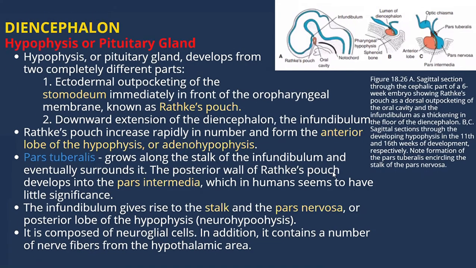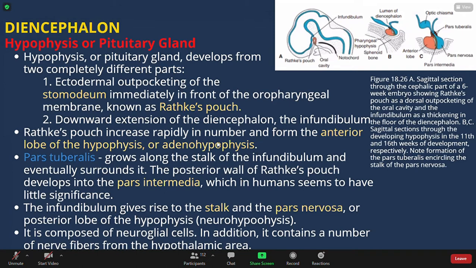So the diencephalon has the hypophysis or pituitary gland, and the hypophysis or pituitary gland develops from two completely different parts: the ectodermal outpocketing or the Rathke pouch, and the infundibulum. So basically, the hypophysis or pituitary gland has two different parts. One is the Rathke pouch and the infundibulum. So the Rathke pouch increases rapidly in number and forms the anterior lobe of the hypophysis or adenohypophysis.